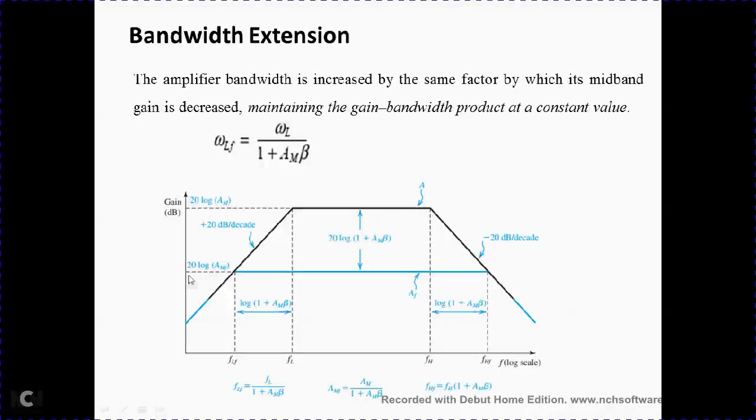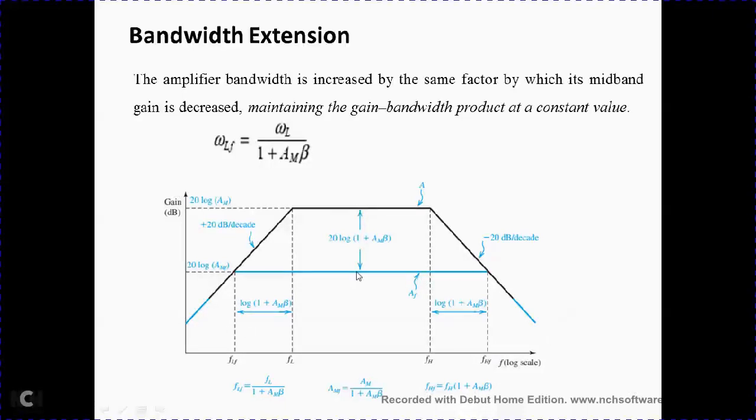Bandwidth extension. Please refer to this diagram. This is the frequency response curve, drawn as frequency versus gain. You can see this is the flat one, this is the maximum gain. And this dark or black response we are seeing is the gain frequency response without feedback. And this blue colored one is the frequency response of an amplifier with feedback.